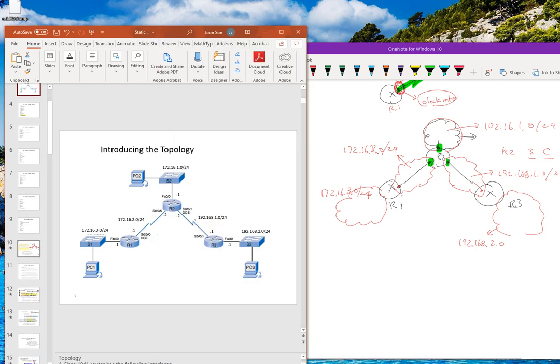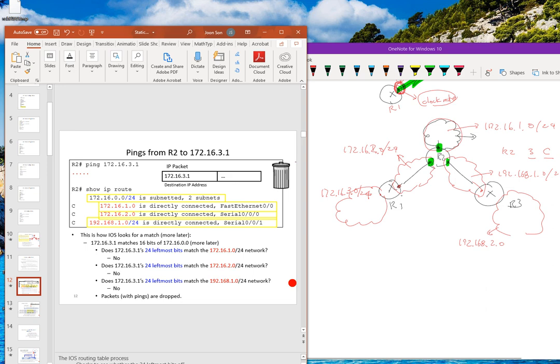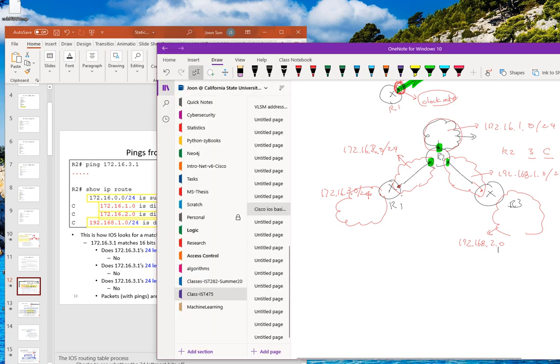So at this point, when you ping from R2 to 172.16.3.1, basically that's the IP address of this gateway router. At this point, R2 only knows, but by the way, this is before configuring static routing. So R2 only knows this network because it is directly connected, and this one, and then this one, because these three networks are directly connected to R2.